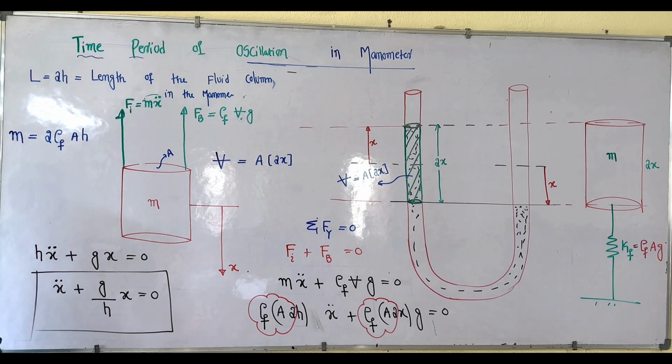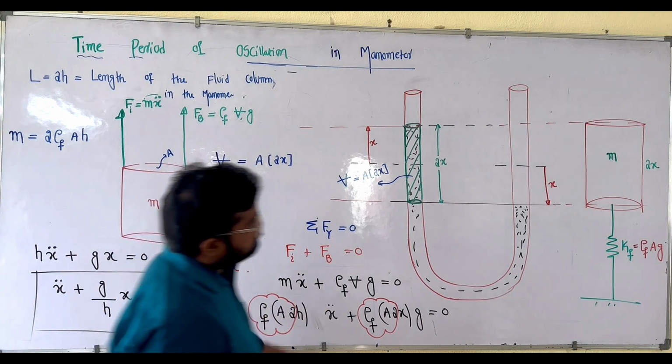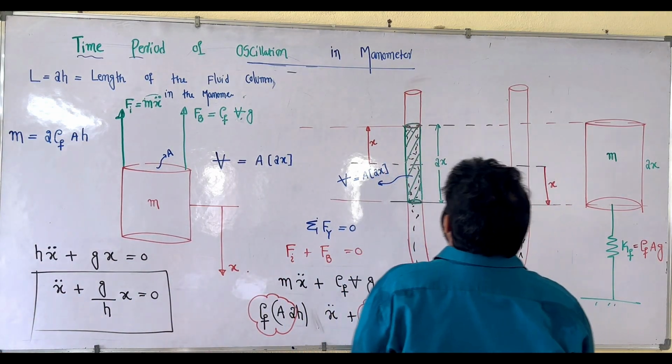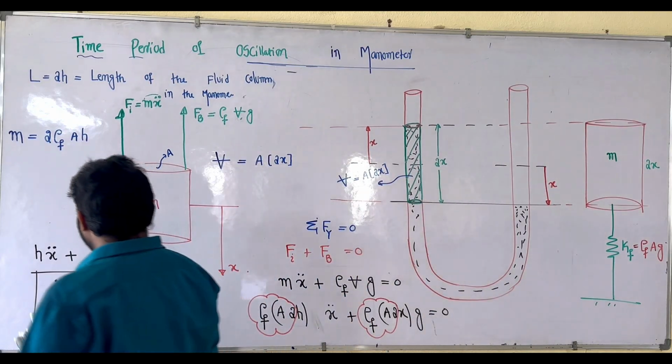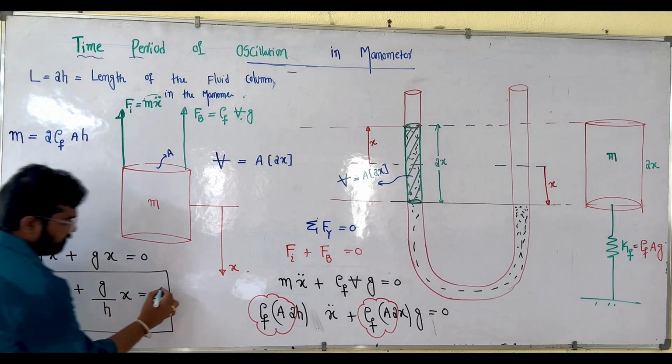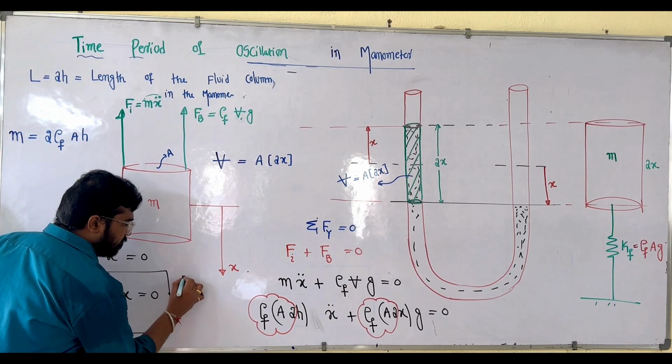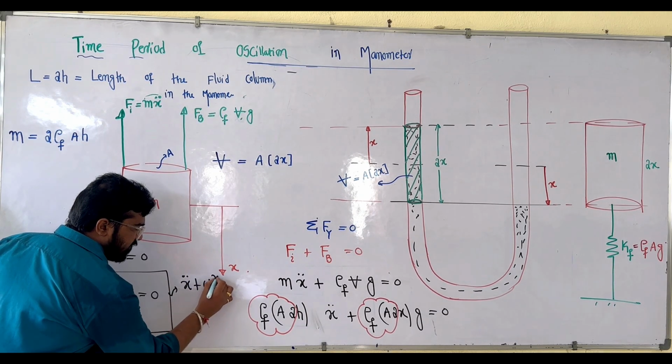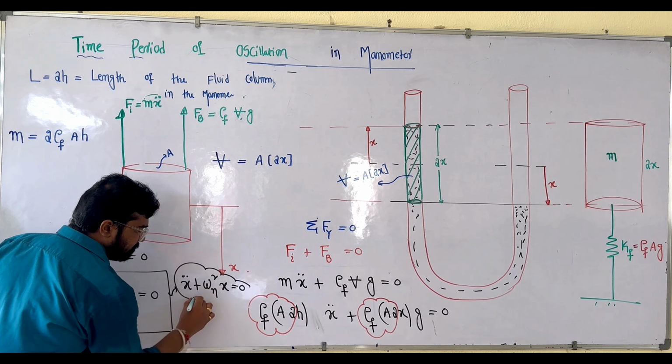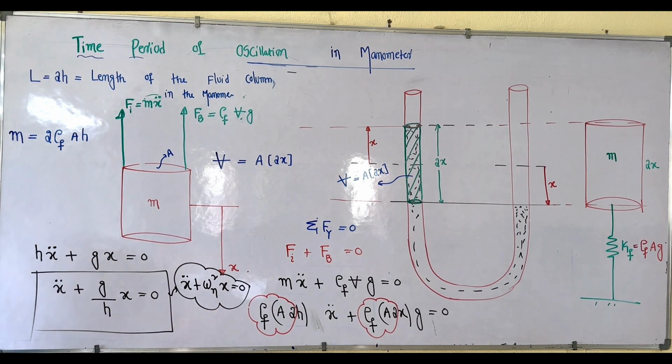Are you clear or not? Understood this? Completed. Here there are two fluids. Was that clear? So that is completed. We need to compare this with x double dot plus omega n square x equal to 0.